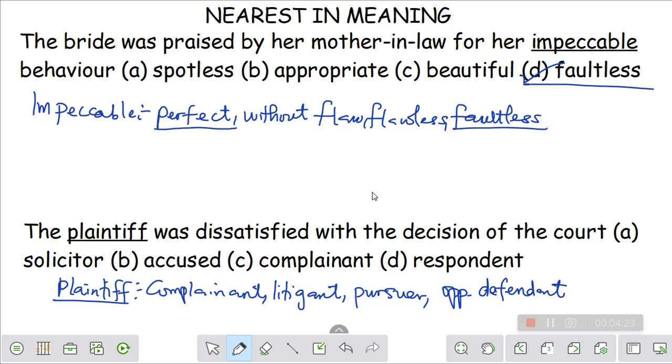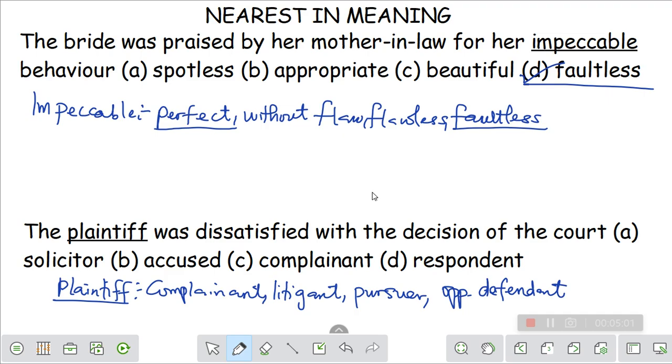So plaintiff, we are now looking for nearest in meaning. The plaintiff was dissatisfied with the decision of the court. That is, the plaintiff that took the case to court is not happy with what the court did. Maybe they exonerated the suspect. You cannot call the person criminal unless the court calls the person criminal, so the person is still a suspect. I'm sorry for that mistake. These are also part of the things you need to know. So you cannot call the person solicitor. That's not the answer.